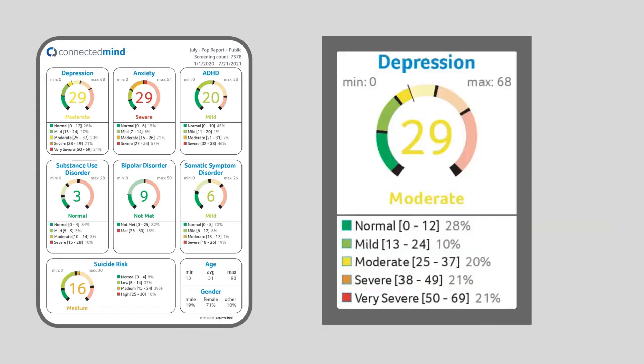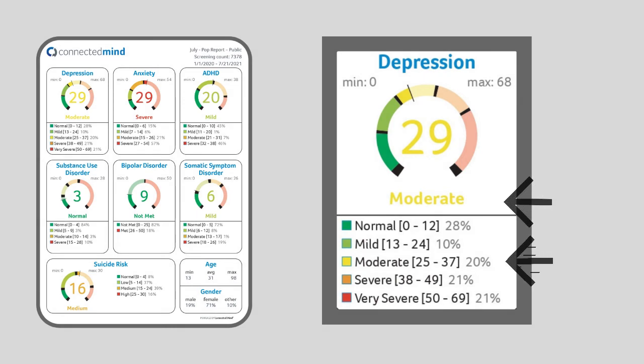Let's take a look at the depression card. Min and max correspond to the min and max scores analyzed. The gas gauge is a visual representation of the average score and severity for depression. The average score is a quick look into the severity of depression within your population. In this example, it is moderate.